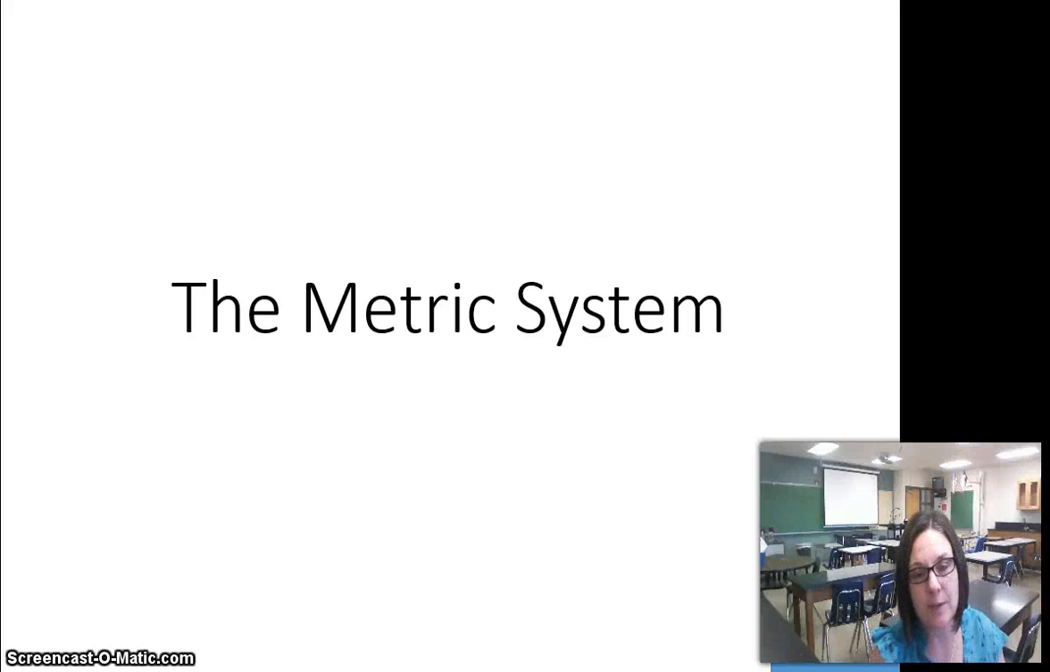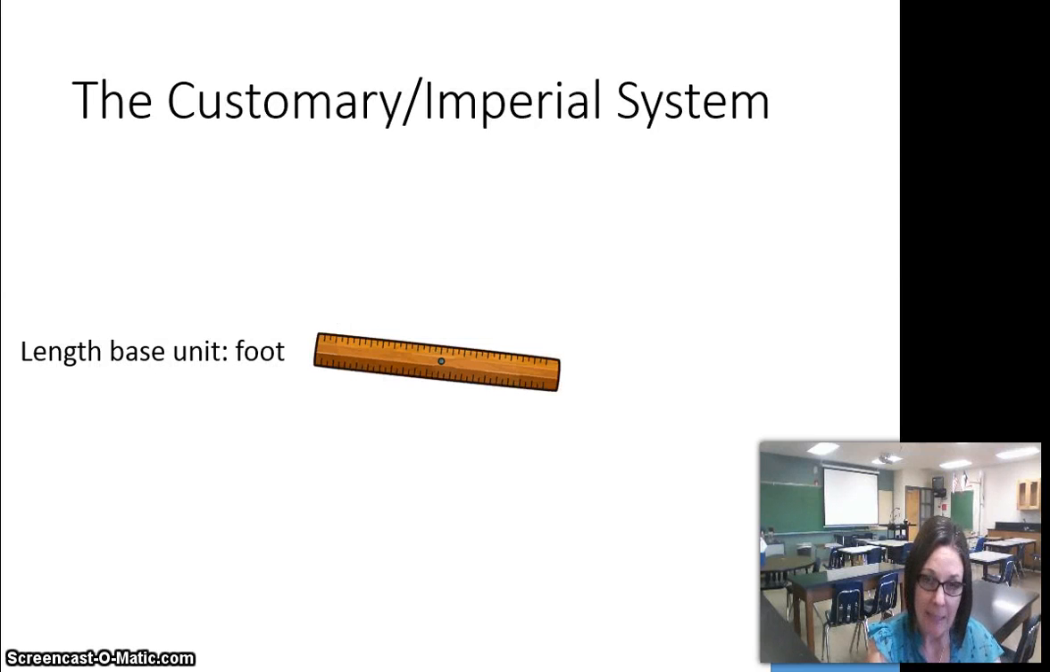In science classes, we use the metric system for making our measurements and for doing calculations that involve measurements. But if you grew up in the United States, you probably grew up with a different system of measurements called the customary system or the imperial system. So when you learned to measure length, you probably used a ruler that was a foot. And so that would be our base unit in this system, the foot.